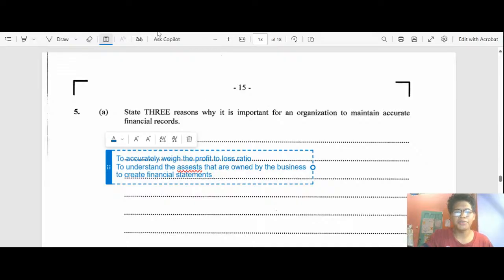You cannot create a financial statement if you do not even have accurate data to begin with. So I'd like to get that out there. You cannot create good financial statements if you do not have accurate information. If your information is incoherent, incorrect, and insensible, you cannot create financial statements.